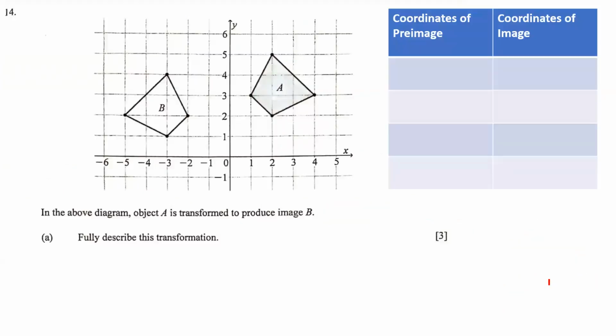Okay, let's move on to this next question. It says, in the above diagram, object A is transformed to produce image B. Fully describe this transformation. Okay, so let's look carefully. The answer that I have here is that this is going to be a rotation of 90 degrees counterclockwise about the origin. Now, why would I say that?